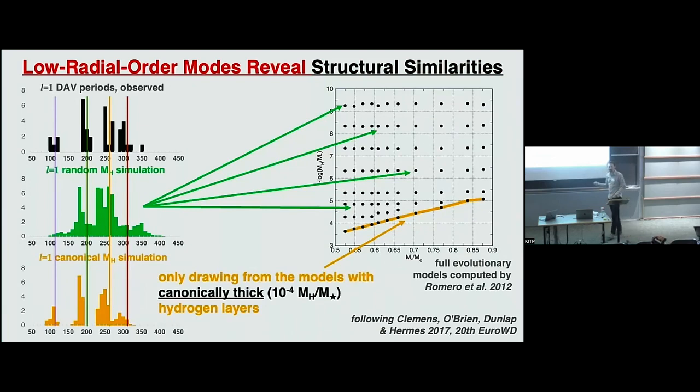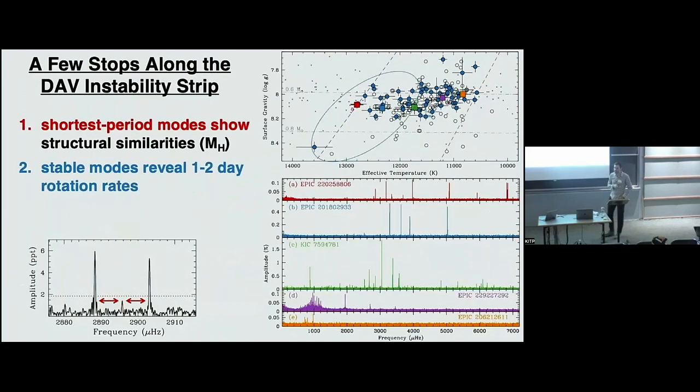So I think that's a really fascinating result that's come out of the first Kepler data, just because you can immediately identify the modes. Okay, so that's at the hot end of the instability strip, where we have short period modes. These short period modes actually tend to be very stable. And so you can measure rotation rates most of the time when you have relatively warm pulsating white dwarfs.